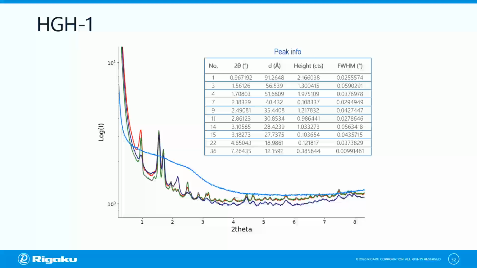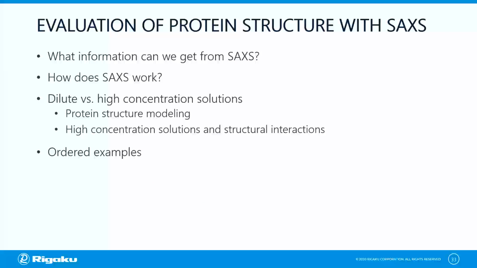So with all of that, I hope what I've showed you is that it's absolutely true that we can quickly evaluate protein structure using small angle X-ray scattering. We looked at some of the information we can get from SAXS. We looked exactly at how SAXS works. What does the experiment look like briefly? We looked at dilute versus high concentration solutions and the things we can extract. And then finally, we looked at an ordered molecule.